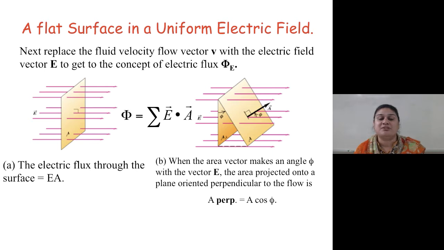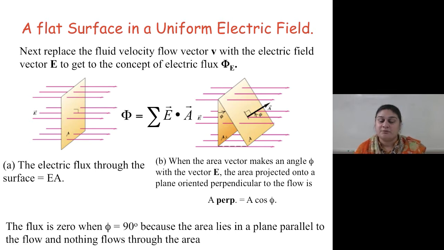So the flux will be just the dot product, E dot A. It's basically E A cosine of the angle, where the cosine of the angle is going to be this angle here. So be very, very careful when defining what angle it is.